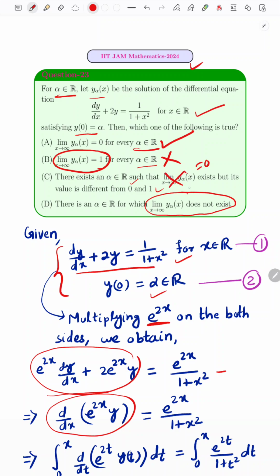So it cannot be different from 0 and 1. So option C is also false, and option D is saying that there exists alpha belonging to R such that this limit does not exist, but we ensured that this limit always exists and it is equal to 0, so it is also false. So only option A is true.